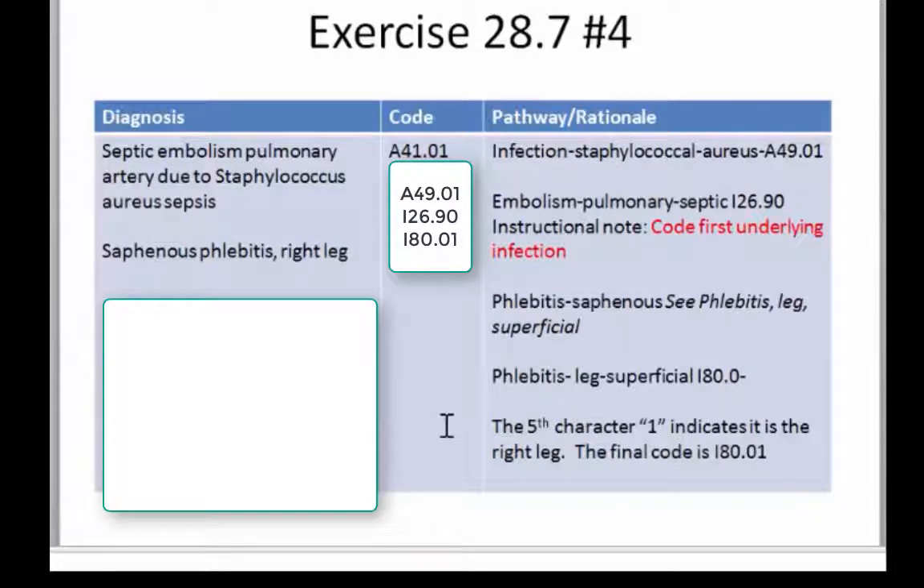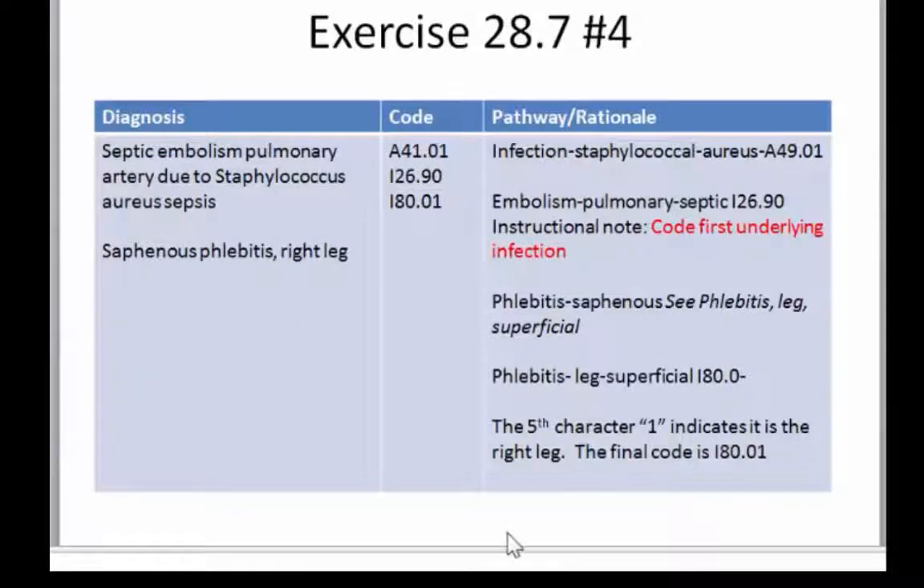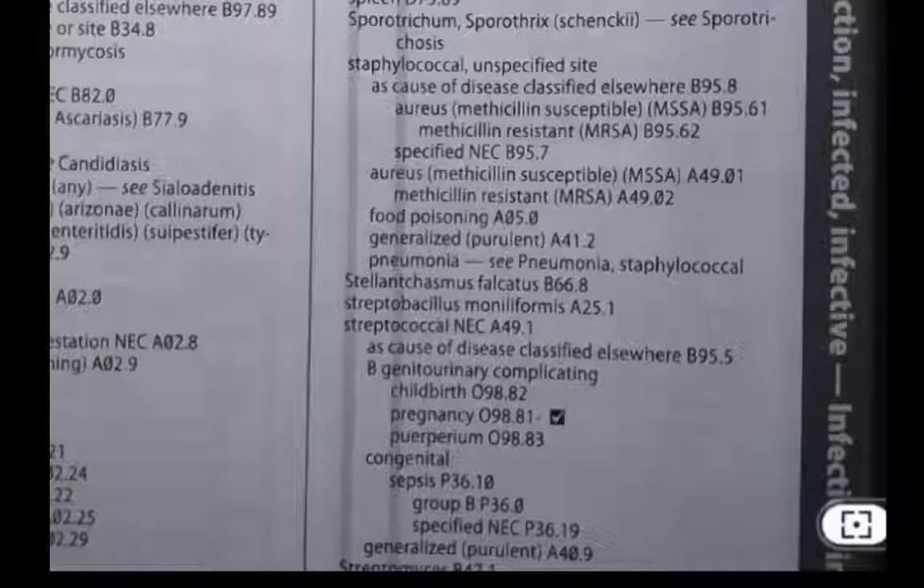Other times we have used infection with staph as a cause of disease classified elsewhere, which is a B as in boy code. This is not. This is an infection caused by staph. We don't know which side it is. The embolism is in the pulmonary artery, but we don't know where that infection started or came from. So we're just going to code the presence of the Staph aureus as an infection in the body. So let me show you in the alphabetical index what that would look like.